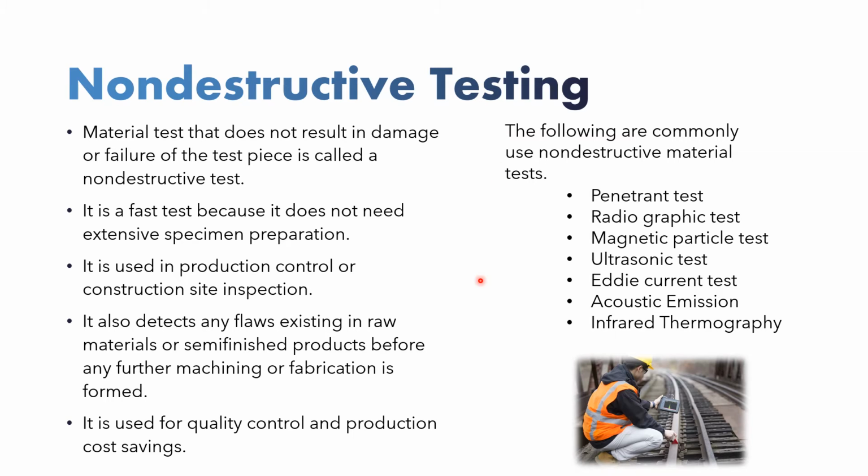What we do with these non-destructive tests is try to find flaws in raw material or semi-finished products before you do any machining or fabrication on it. So this belongs to the quality system, quality control, and all these tests are done for production cost savings. Cost analysis is a huge part of quality control, and we always have to analyze the data and come up with all kinds of analysis on cost and expenses.